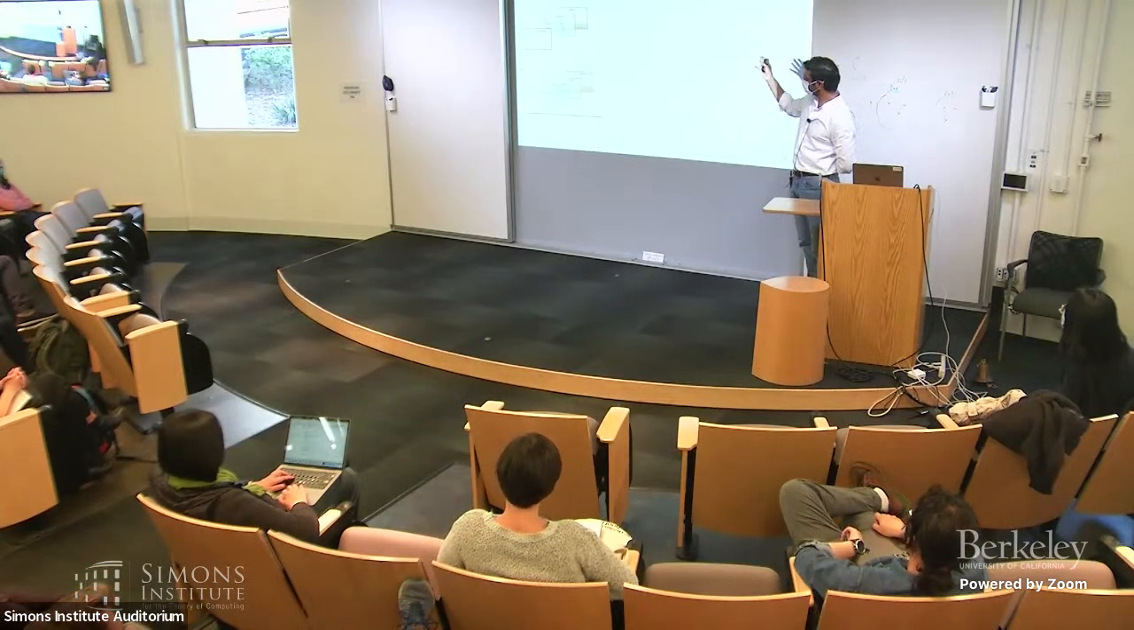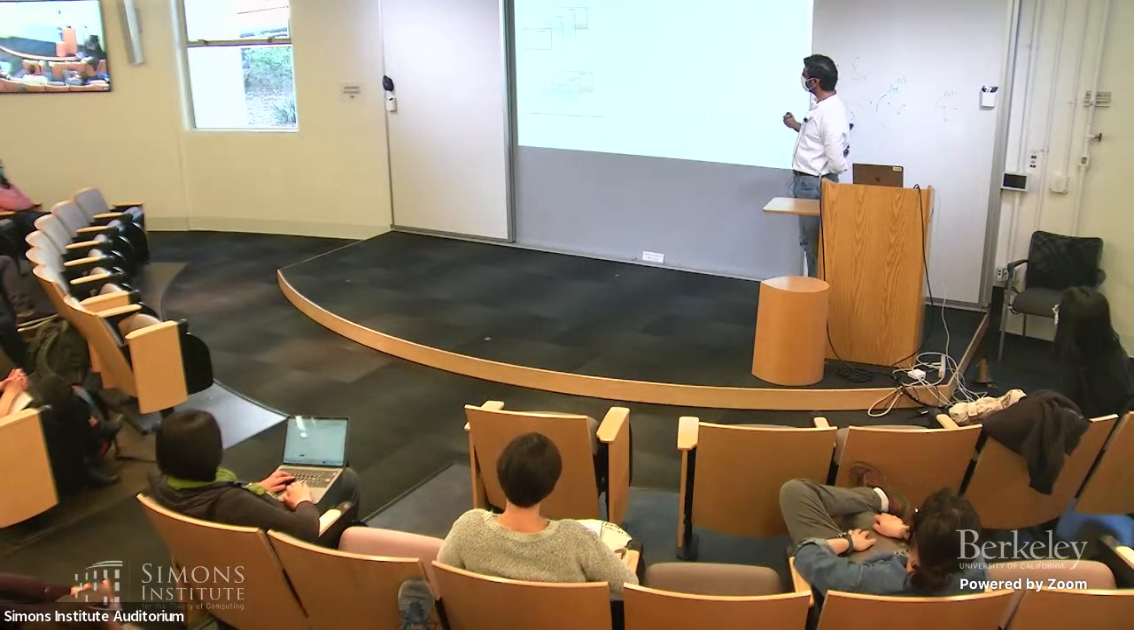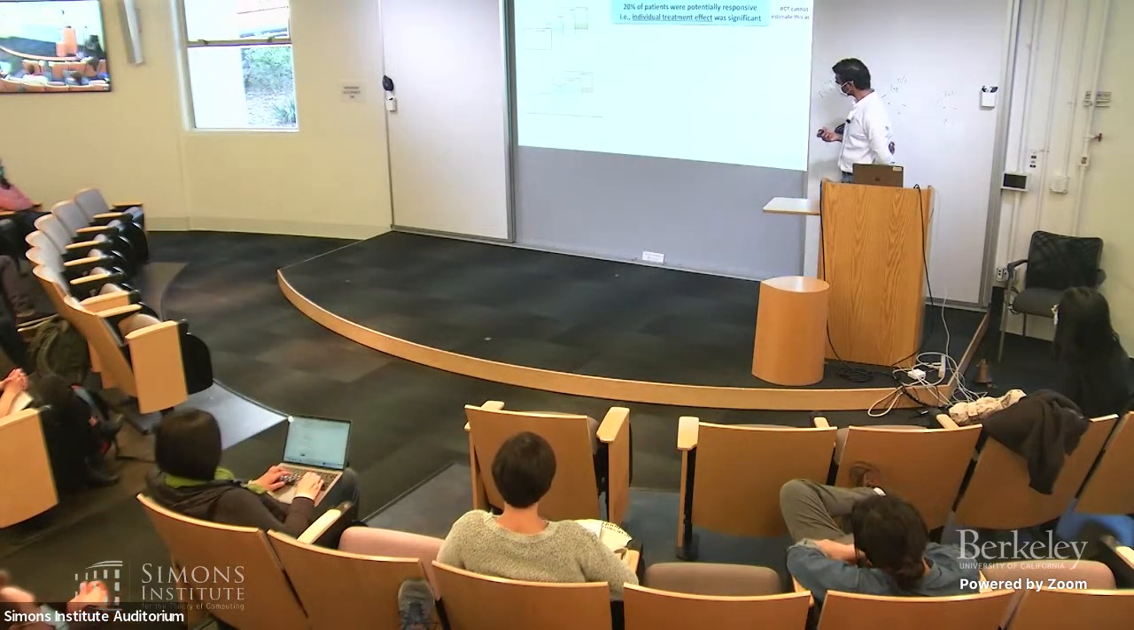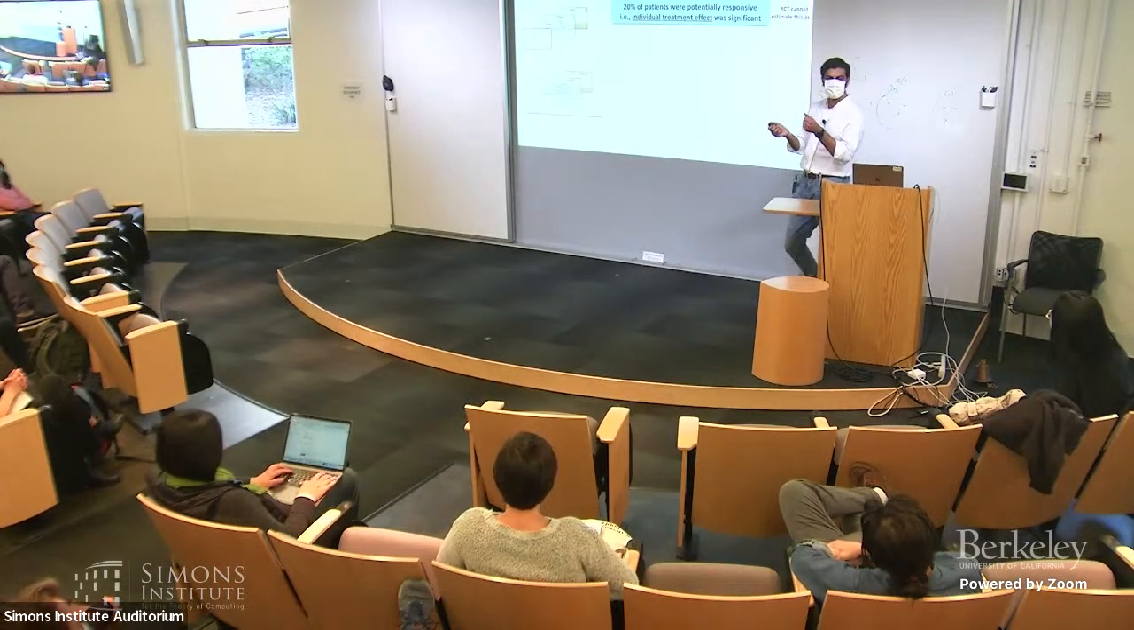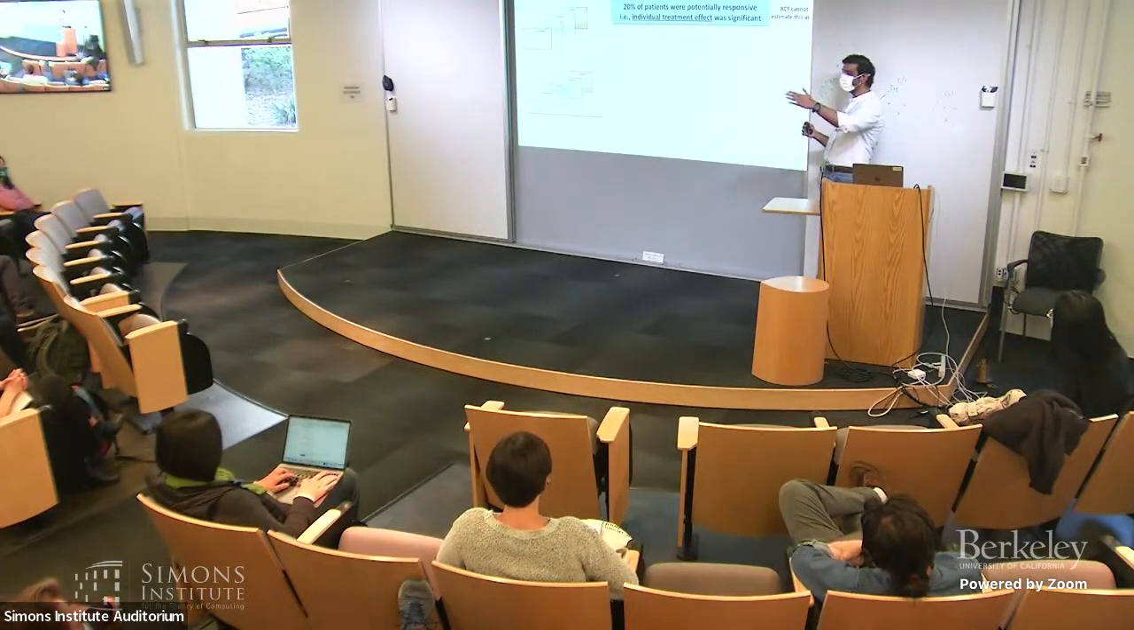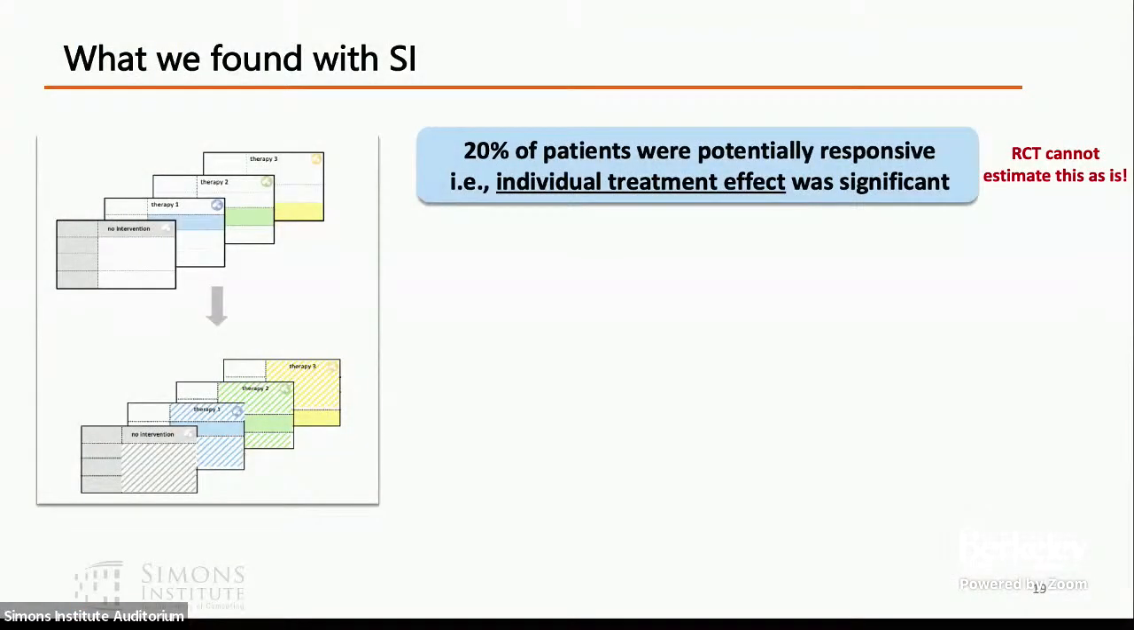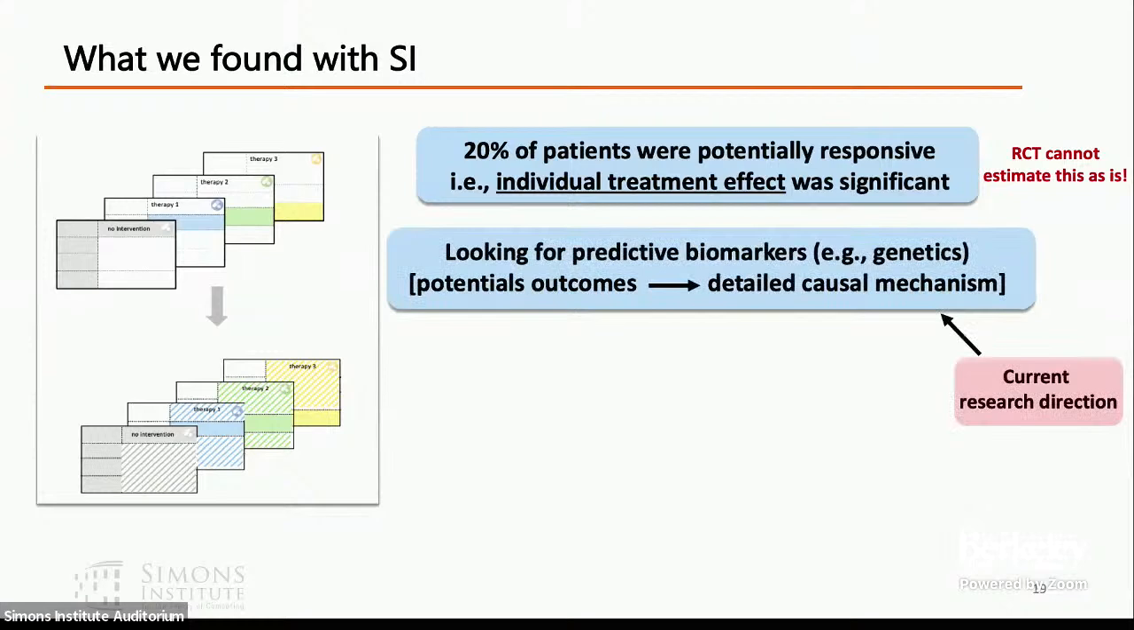And so this is some current work we're doing with the company. So what did we actually find with that? What we found is that 20% of the patients are actually potentially responsive. If you look at the synthetic trajectory of them under therapy 1 minus a placebo, there was a significant gap. And now what we're doing is looking for predictive biomarkers.